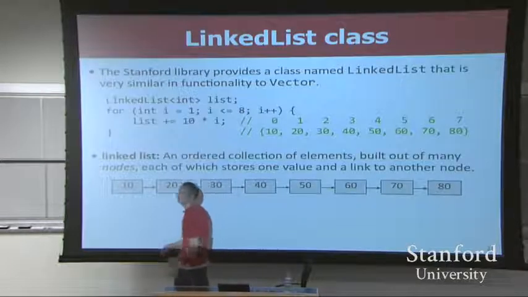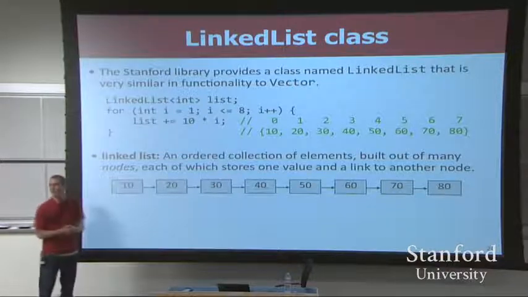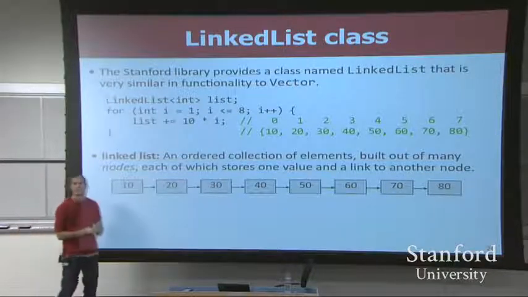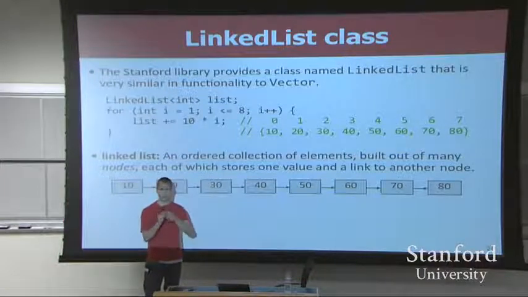So linked list is another collection that exists in our library. Now, what's a linked list? Well, it's basically the same as a vector in terms of it provides all of the same operations. You can create one. It stores things with indexes.